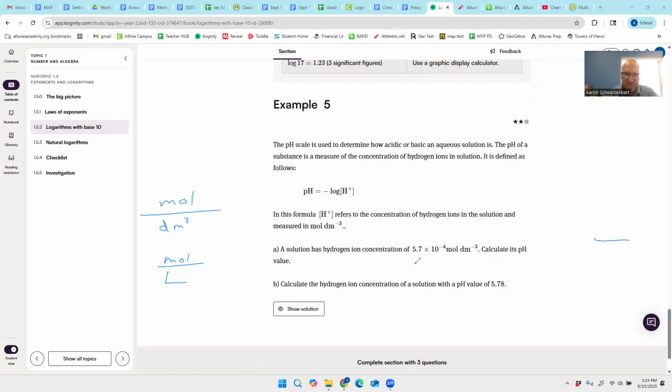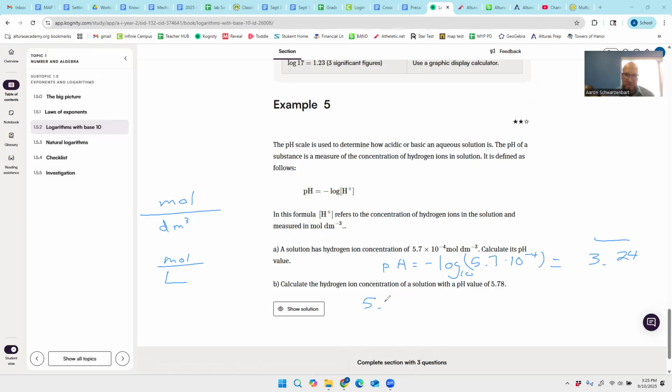So a solution has this. Calculate the pH value. It's very easy. Make sure when you do the calculator, on the Inspire, you will have to enter the base 10. And you do that, and grab the calculator. And I get, well, I guess I didn't enter the negative, but I get a pH of 3.24.